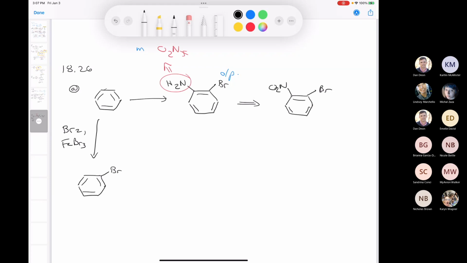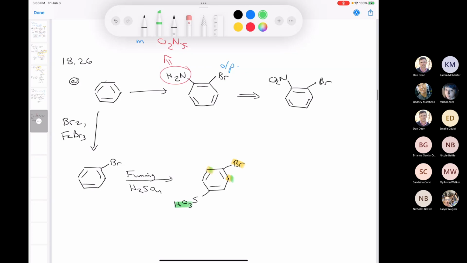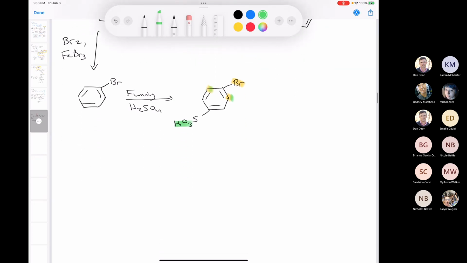All right, because if you treat this with fuming sulfuric acid, we end up putting the sulfonic acid para to the bromine. So now we end up with this, and we have our sulfonic acid over here. And what do we know? The bromine is directing to these positions, and the sulfonic acid is also directing here. So if we try to put that nitro group in, it's going to be in the right spot. I'm running out of space here, so I'm going to make some more room for myself.